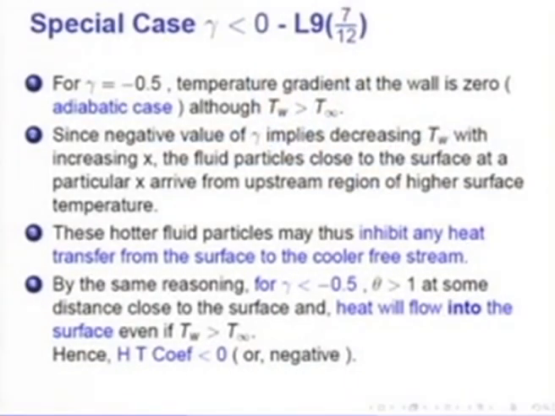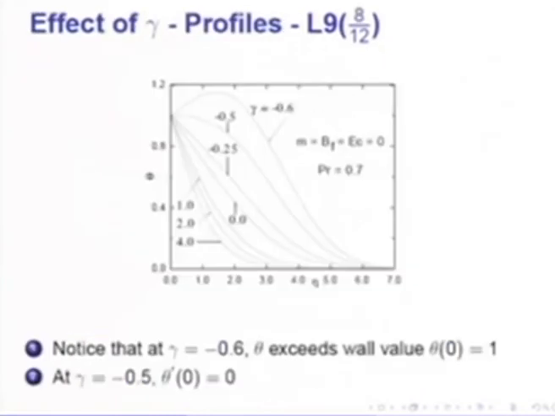stream. By the same reasoning, for gamma equal to minus 0.5, theta would increase beyond 1 at some distance close to the surface, and heat will flow into the surface even if T w is greater than T infinity, hence the heat transfer coefficient will be negative. We verify these in the next slide, where I have shown the effect of the value of gamma on the predicted temperature profile. The curve here shows the constant wall temperature case.